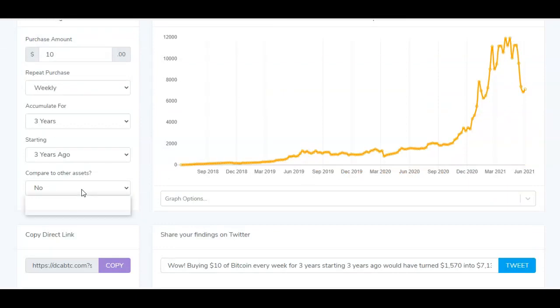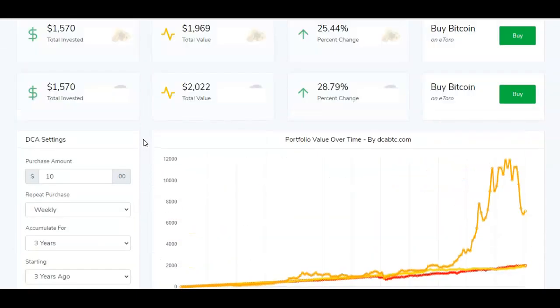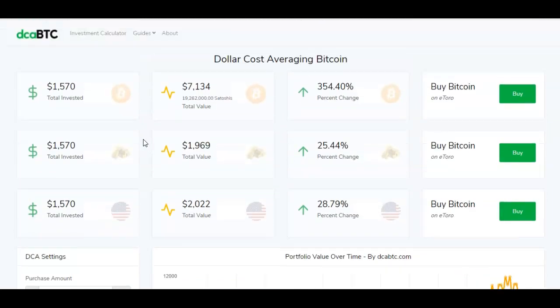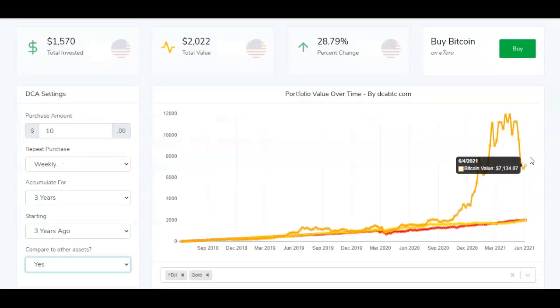So now we can compare that to if you had invested in the stock market or in gold. If you had just done that 3 years ago, putting in $10 a week, you would have outperformed gold and you would have outperformed the stock market by a handsome margin. So what this calculator shows you is that the important thing about Bitcoin is not buying it at a certain time and stressing over the price.